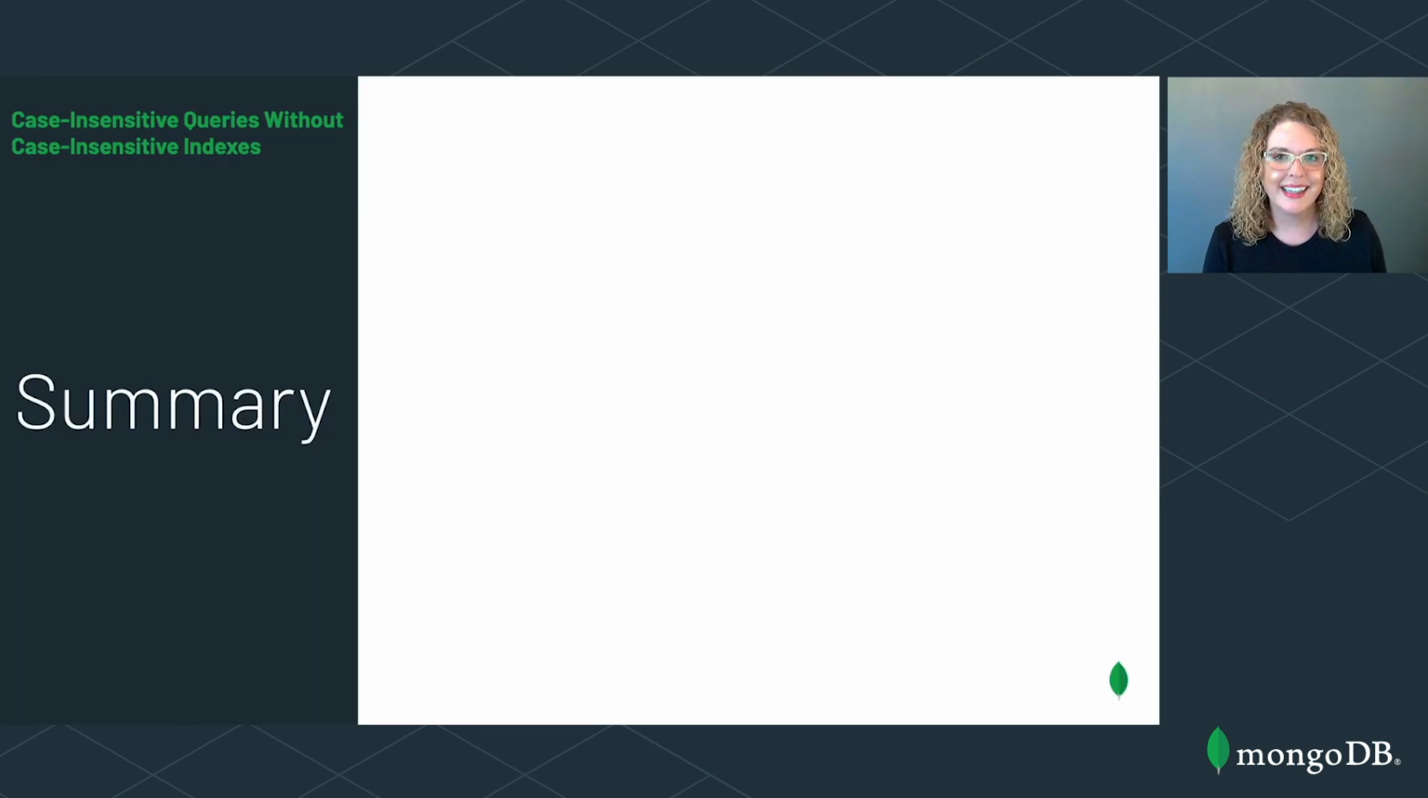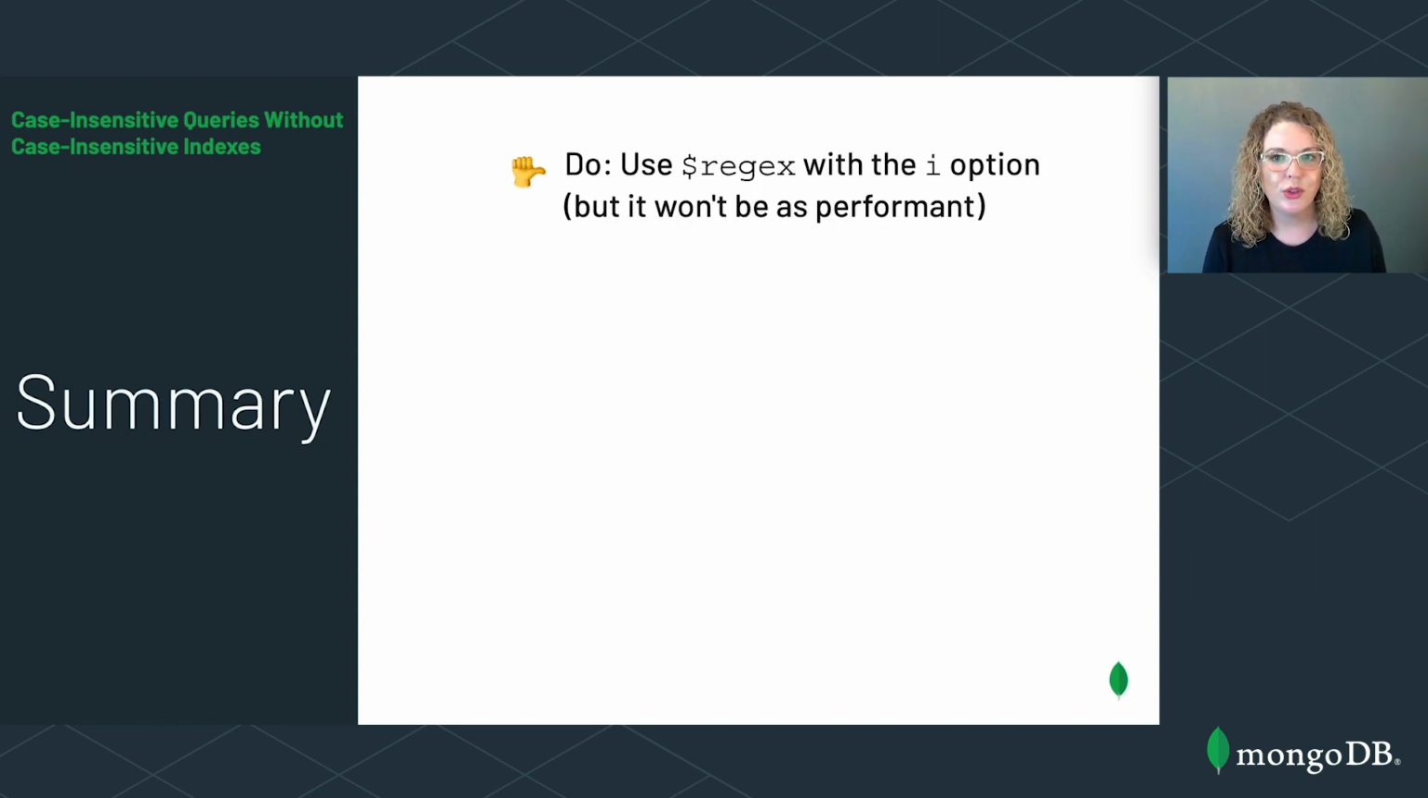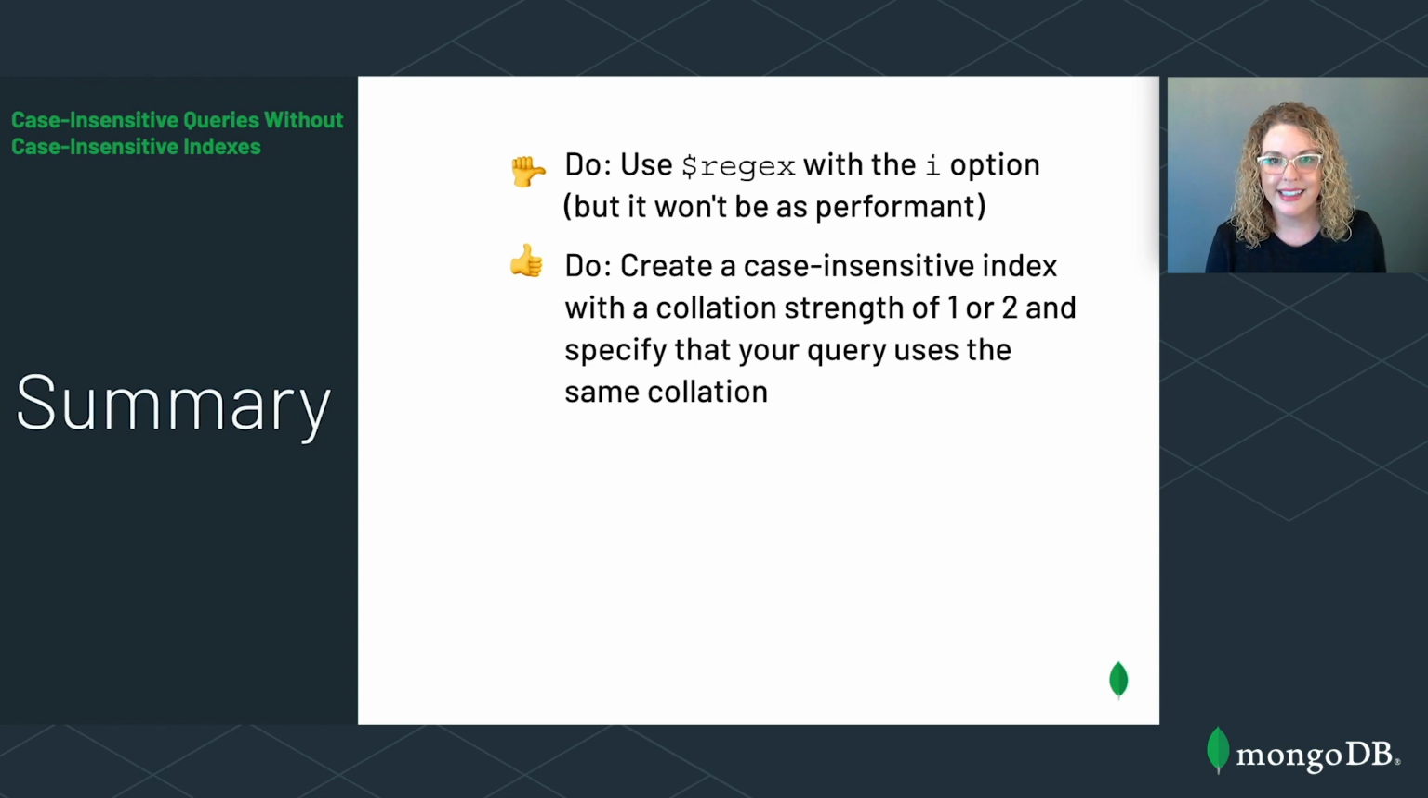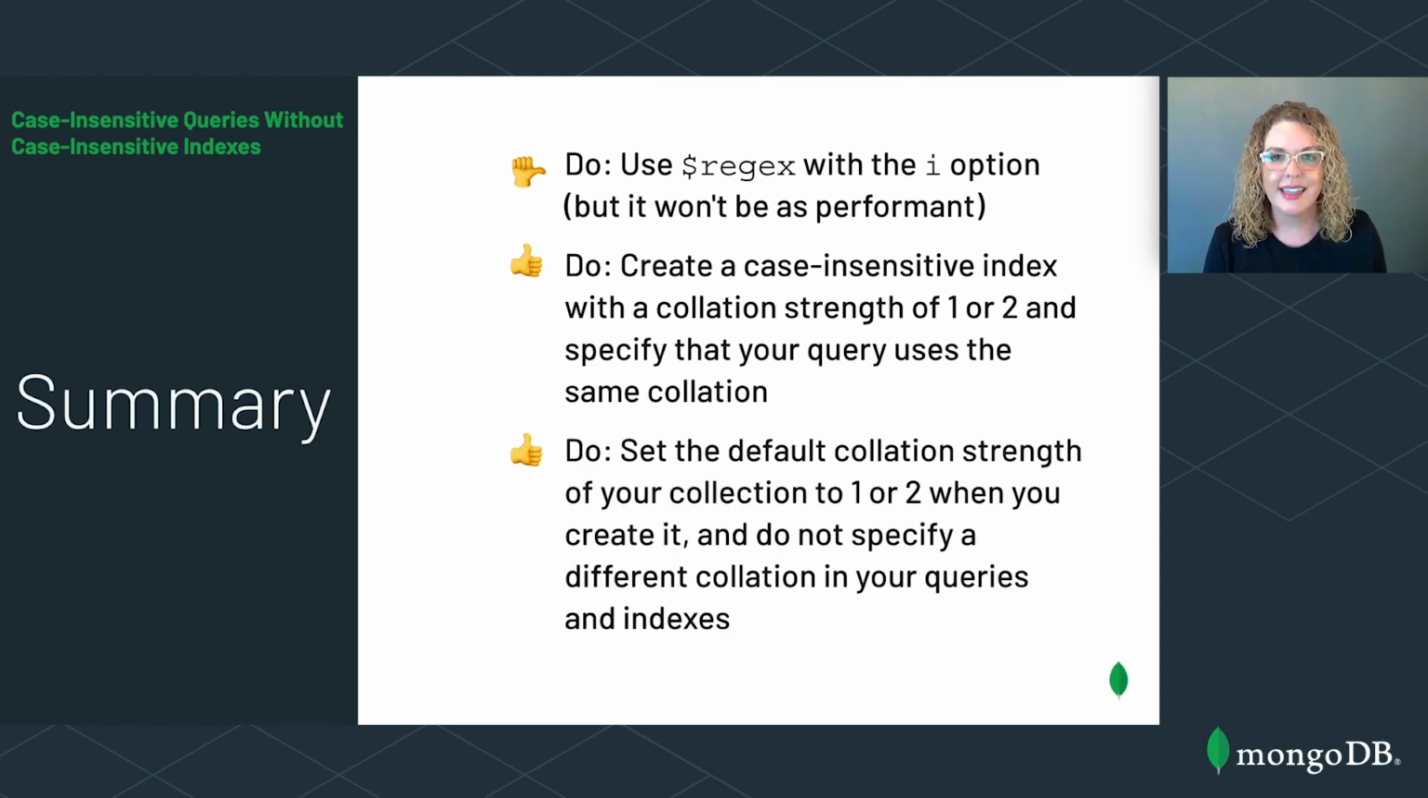Let's summarize the case-insensitive queries without case-insensitive indexes anti-pattern. So you've got 3 primary options when you want to run a case-insensitive query. Do use regex with the I option, but keep in mind this option won't be as performant because regex cannot fully utilize case-insensitive indexes. Do create a case-insensitive index with the collation strength of 1 or 2, and specify that your query uses the same collation. Another option is to set the default collation strength of your collection to 1 or 2 when you create it, and do not specify a different collation in your queries and indexes.